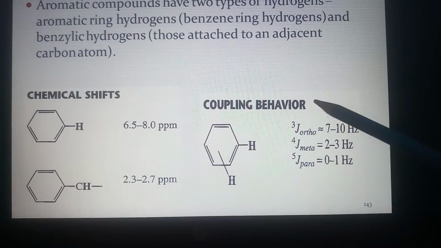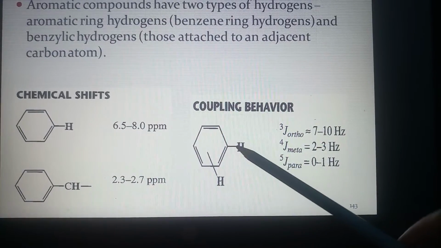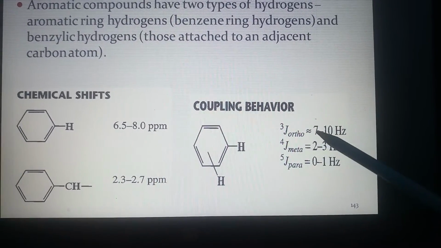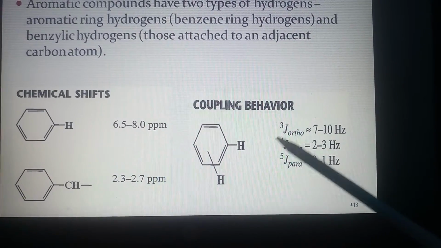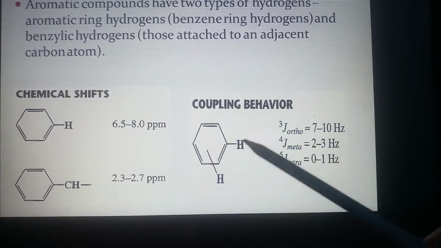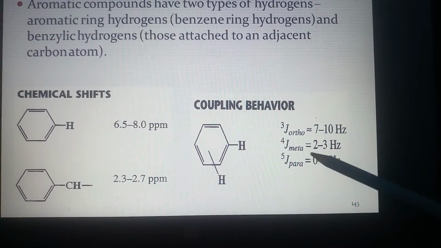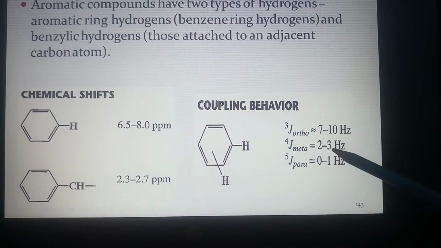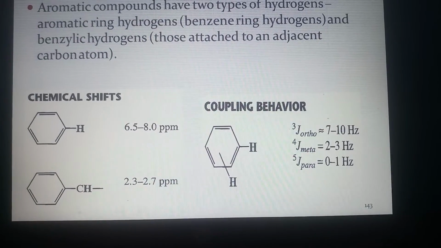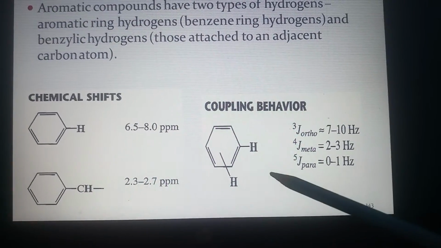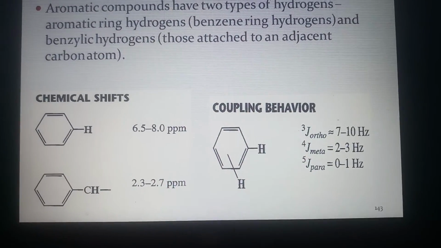And coupling behavior of these types of protons: ortho coupling will be 7 to 10 Hz, because it is 3J coupling. In case of meta coupling, it is 4-bond coupling, so its value is 2 to 3 Hz, and in case of para coupling it is 5-bond coupling, that is long range coupling. Its value is very low and negligible, 0 to 1 Hz.